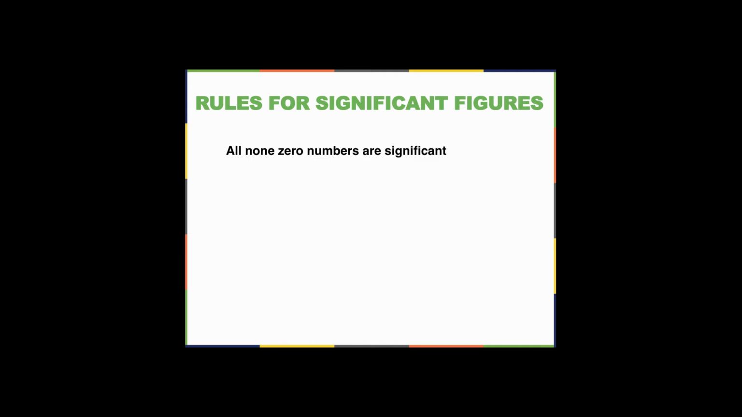First of all, it's very simple. Any non-zero number is significant. Now, where things become exciting is when we talk about zeros. If you put a zero between two non-zero numbers, it's significant. So for example, in these cases, the 4 and the 5 are significant because they're non-zero numbers. The 0 in between is significant. The 6 and the 2 in the 6002 here are significant. Therefore, the 2 zeros in between are also significant.